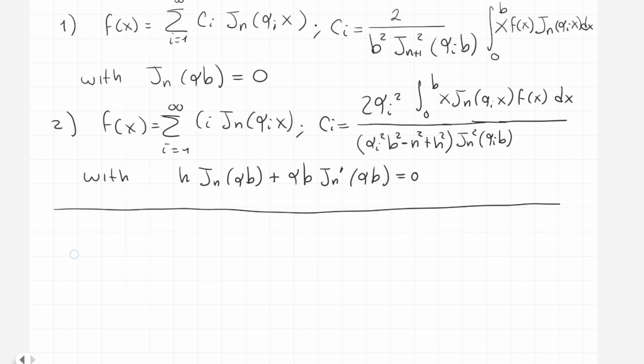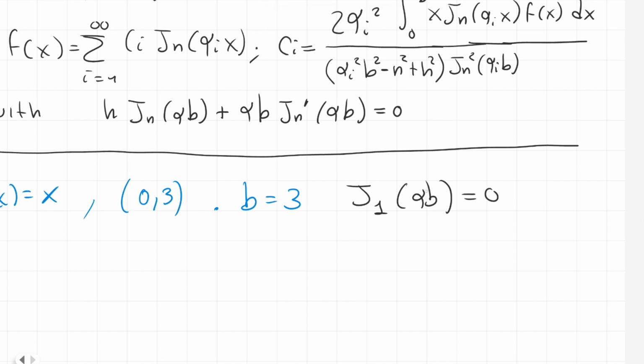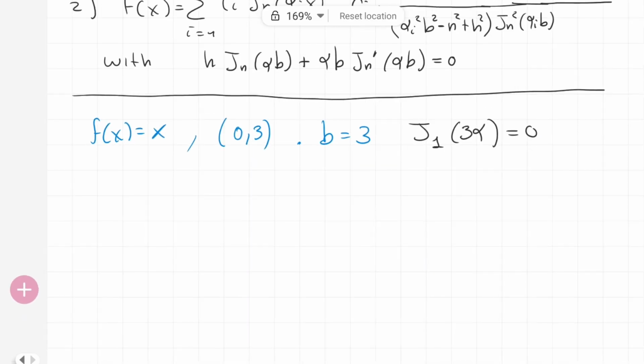We are going to define f of x equals x, and we want to express this as a Fourier Bessel series. This is going to be defined in the interval (0, 3), and that immediately tells us that b is going to be equal to 3. And in our example, the boundary condition will be that the Bessel function of order 1 of alpha b is going to be equal to 0. But we said that b is equal to 3, so this will be the Bessel function of order 1 evaluated at 3 alpha. So that will be the boundary condition.